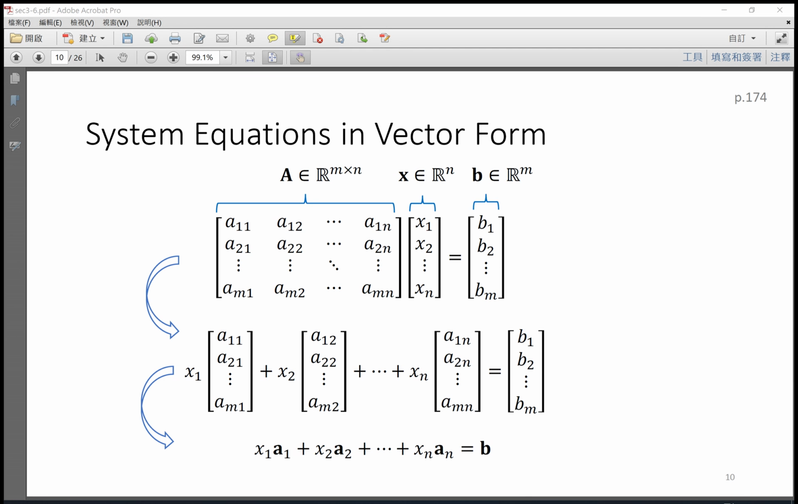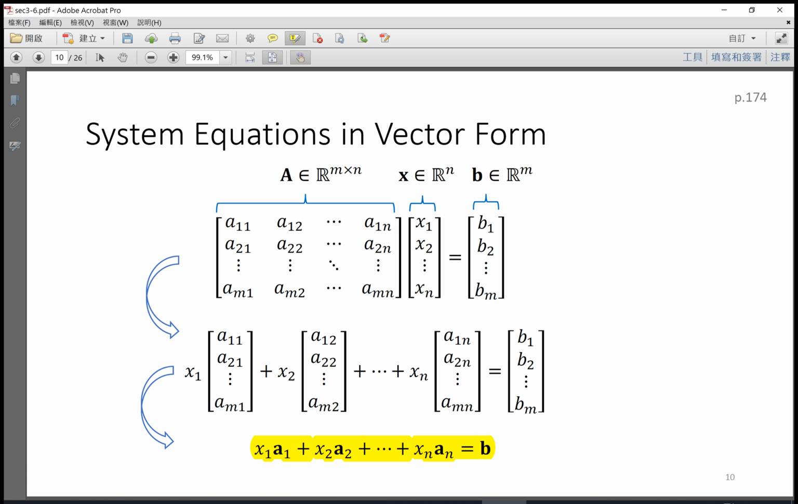From the linear equation in vector form, we know that if the linear equation AX equals b is consistent, then there exist x1, x2, up to xn satisfying the linear equation, which means b can be written as a linear combination of column vectors of matrix A. And this means b is in the column space of A.